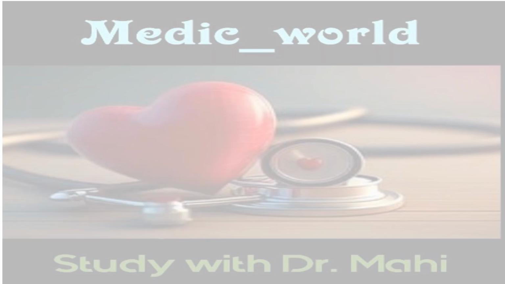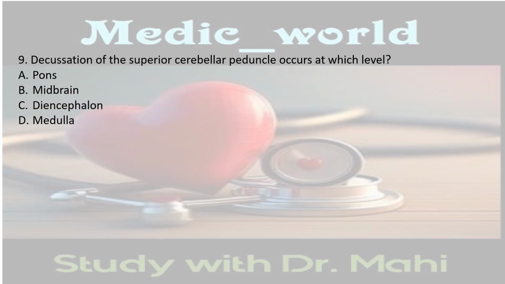Now the next question. Decussation of the superior cerebellar peduncles occurs at which level? The decussation of the superior cerebellar peduncle occurs in the midbrain at the level of inferior colliculus. So the answer is option B, that is midbrain.